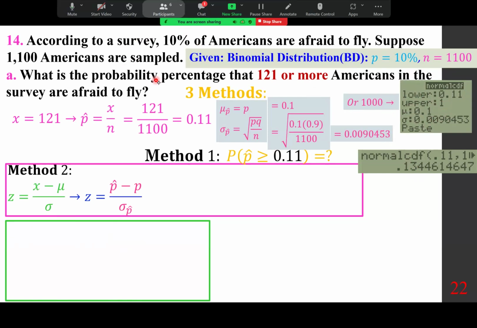Here's the second method, find the z-score. The z-score, which is x minus mu over sigma, is p hat minus p over sigma of p hat.